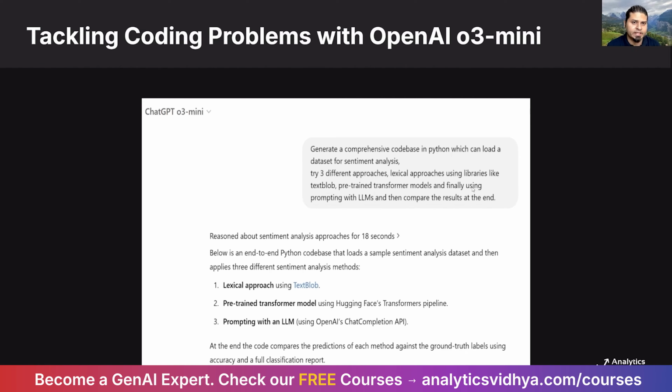So the interesting aspect is that it's not just a simple piece of Python code, but a bit more complex, where we are telling o3-mini itself to generate this code for us, where 3 different approaches can be tried out. So let's check out this example now in ChatGPT.